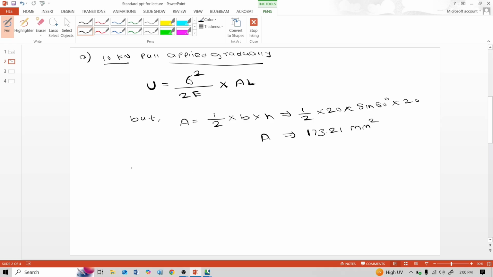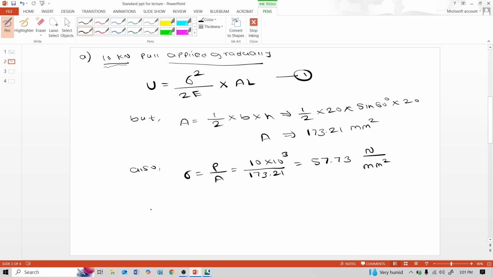And also we all know that stress for gradually applied load is P by A, and P is this 10 kilonewton, that means 10 into 10 raised to 3 Newton upon area 173.21. So the stress is 57.73 Newton per mm square.